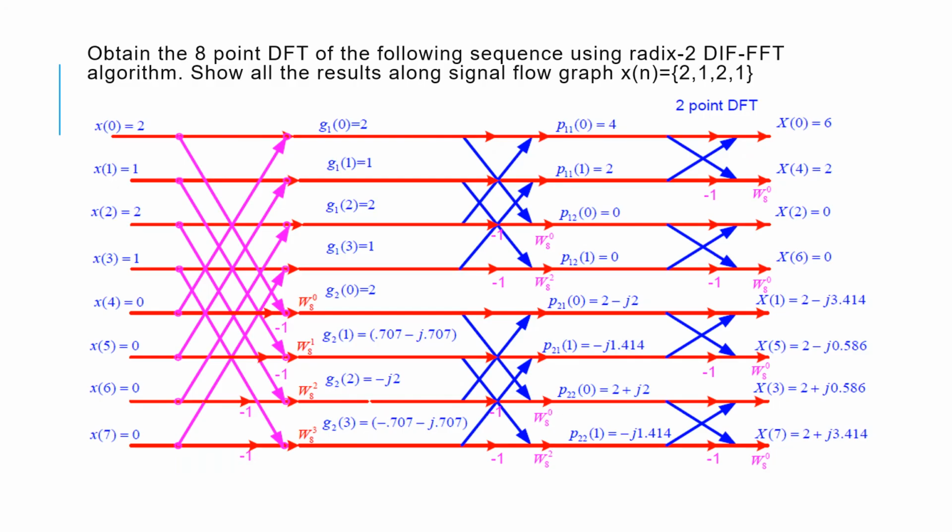Okay. So this is actually one more question in DIF. Look at the question. Questions can be of different types. Obtain the 8-point DFT of the following sequence using radix 2 DIT FFT. The input given to us is only 2 1 2 1. Ma'am, you are telling n equal to 8-point sequence, whereas you have given only 4 inputs. Then how can I consider the next 4 inputs?